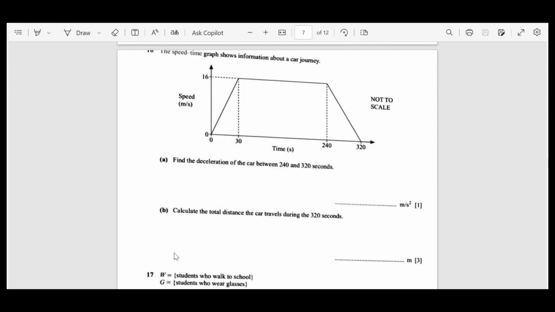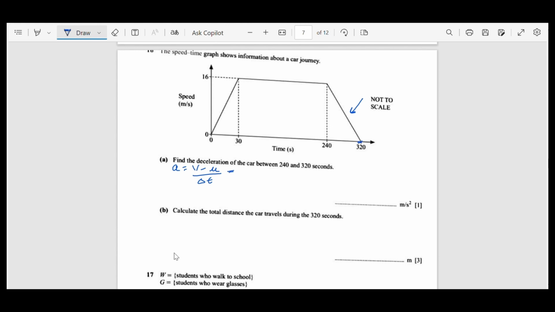Next question, question number 16. The speed time graph shows the information about the car journey. Find the deceleration of the car between this time. So basically we have to find the acceleration, this one. Deceleration and acceleration are the same. So what is the acceleration? Acceleration will be equal to final velocity minus initial velocity over change of time.